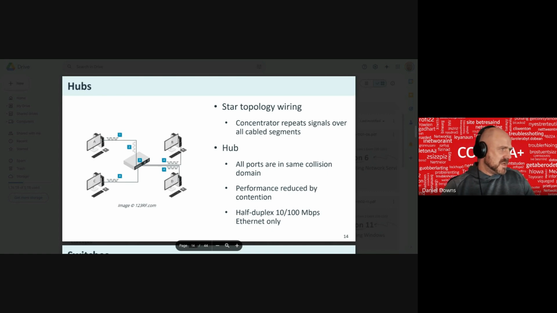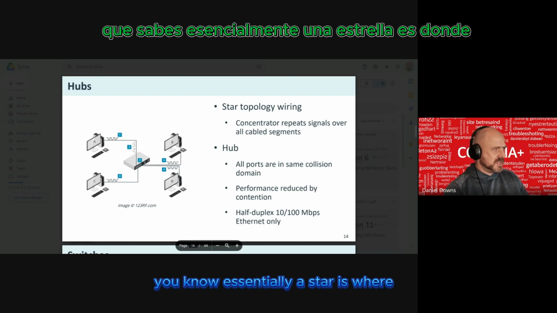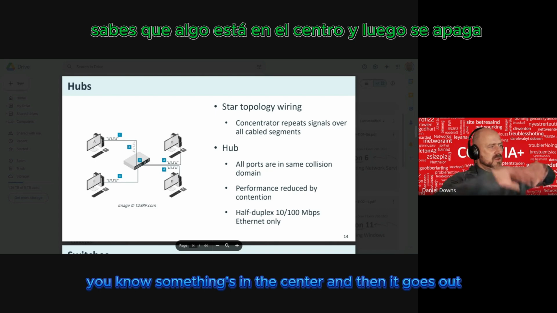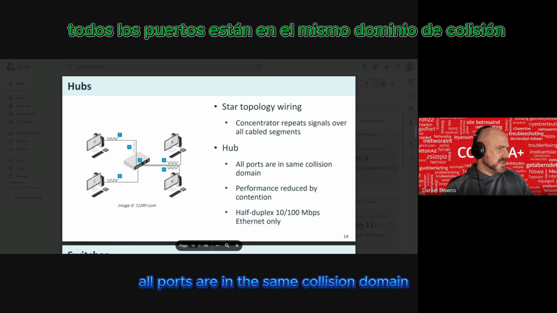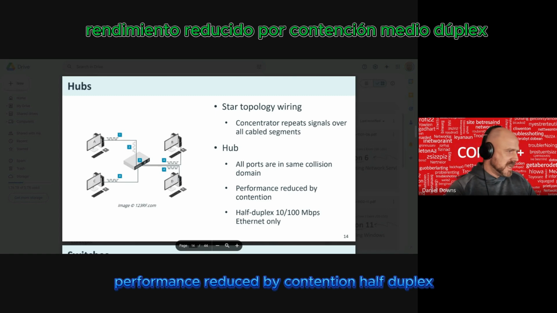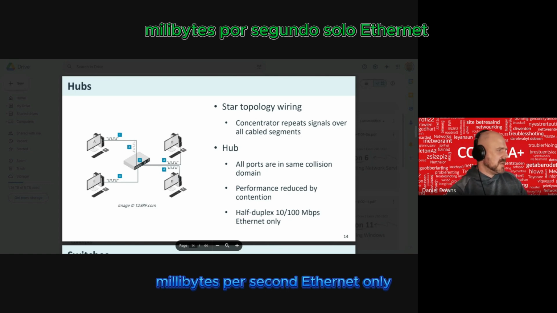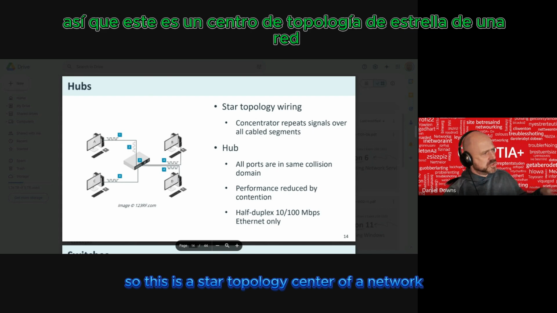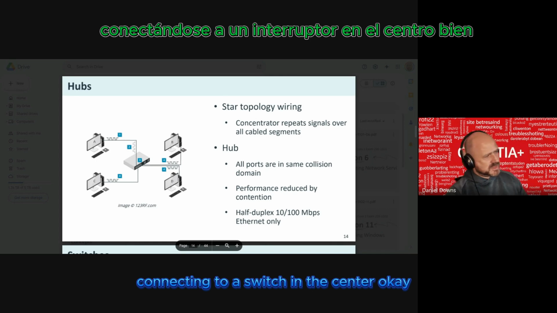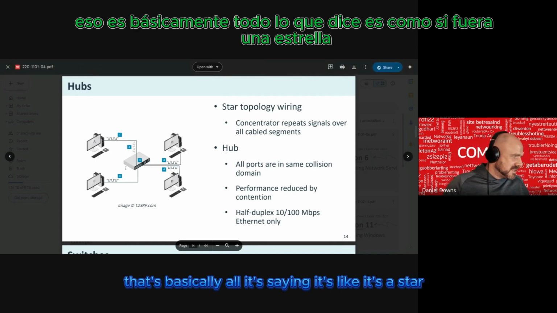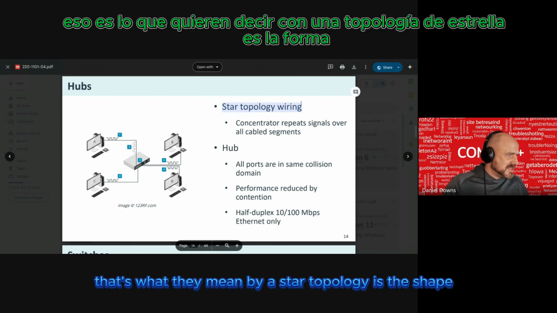So here we have hubs, star topology wiring. So a topology is a network design. Essentially a star is where something's in the center and then it goes out. So you see here, you have the hub, all ports are in the same collision domain, performance reduced by contention, half duplex, 10/100 megabits per second, Ethernet only. So this is a star topology center of a network. So basically you see these clients connecting to a switch in the center. Okay, that's basically all it's saying. It's like a star. This is in the center. You have these items, these clients coming off of it. So that's what they mean by a star topology, is the shape.